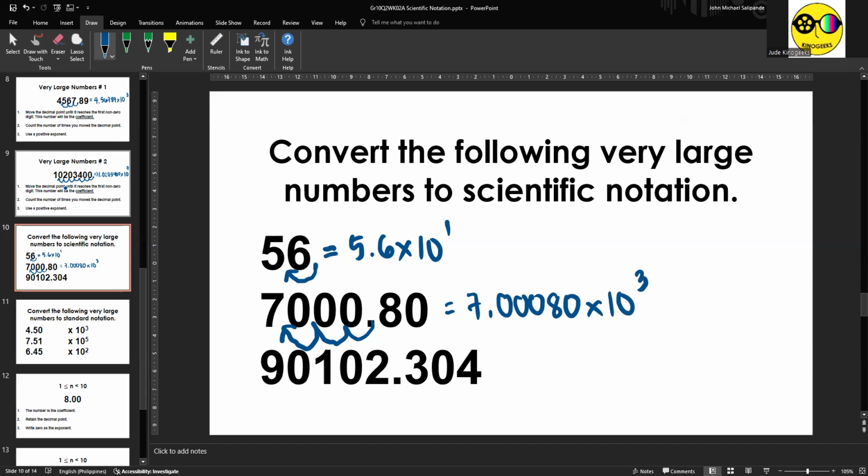And lastly, 90,102.304. We have to move the decimal point 1, 2, 3, 4, 4 times to the left. So the scientific notation is 9.0102304 times 10 to the power of 4.